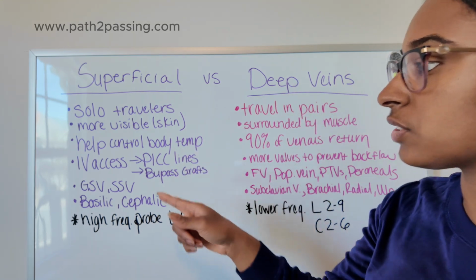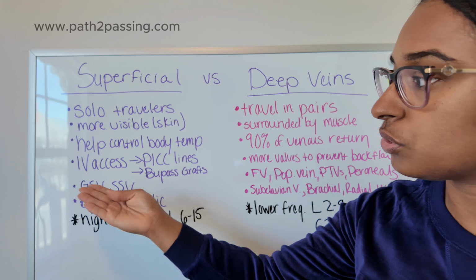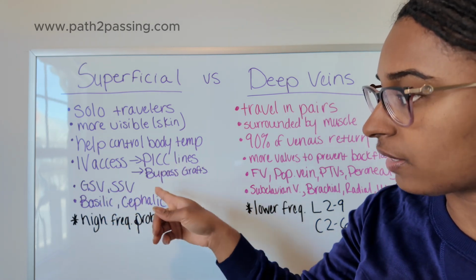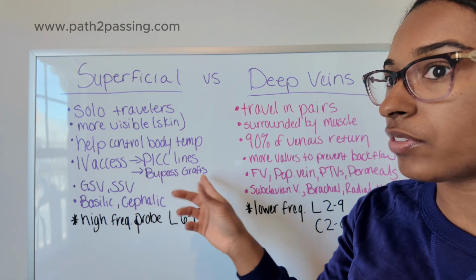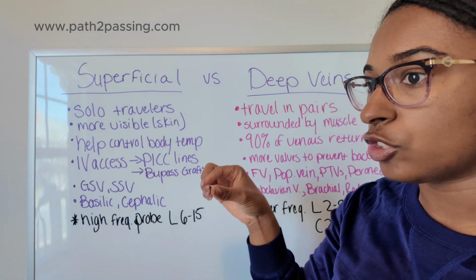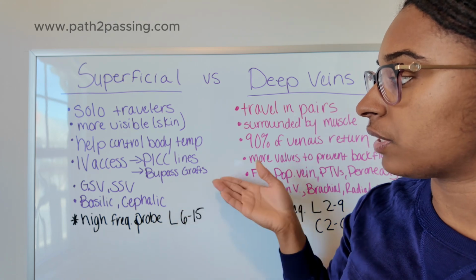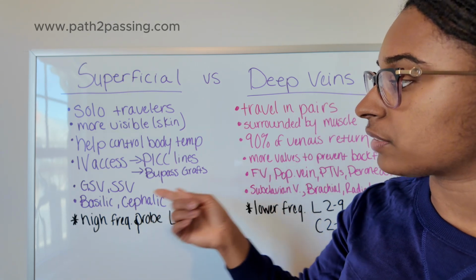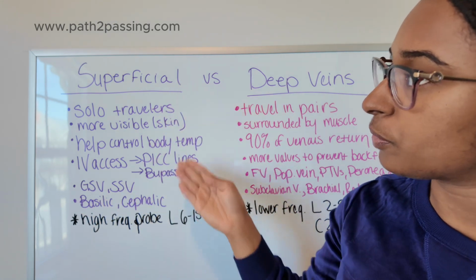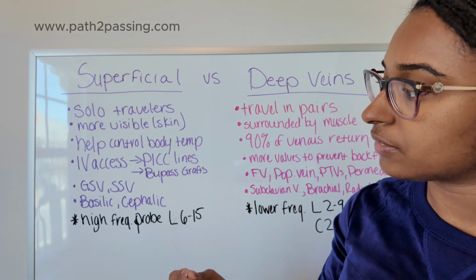Your superficial veins is going to be what your nurses and doctors use to gain IV access, okay, for your PICC lines and your bypass grafts. A graft is just something where they take a superficial vein from a different part of the body and use it to help route blood flow in other parts of the body. So your bypass grafts.